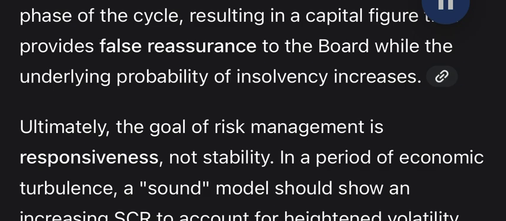Ultimately, the goal of risk management is responsiveness, not stability. In a period of economic turbulence, a sound model should show an increasing SCR to account for heightened volatility and changing correlations. Therefore, stability without evidence of rigorous stress testing and assumption review represents a failure of governance. It indicates a compliance-only mindset that prioritizes smooth reporting over the prudential reality of the insurer's solvency position.